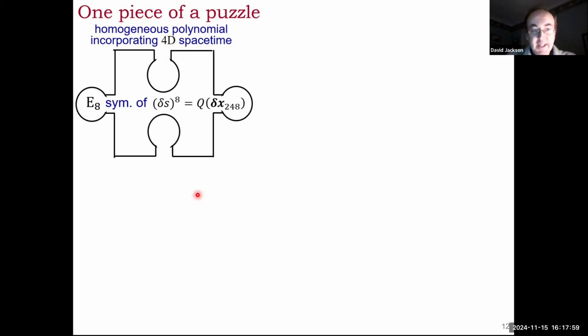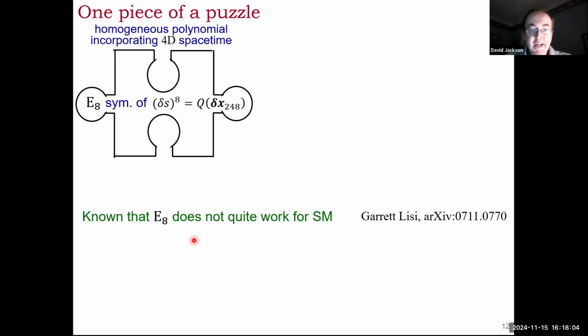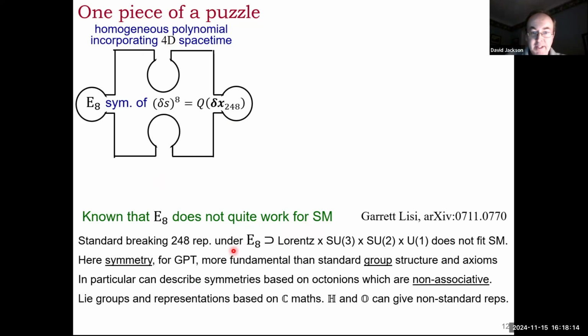Now, I think when I say E8, people probably recoil a little bit because it's known that E8 doesn't quite work with the standard model if you embed the Lorentz group and the standard model gauge groups in there. Well, I should say that that's when you do it at the level of the Dynkin diagram analysis or the standard Lie group representation theory. But here we're taking the attitude that symmetry in some sense is more fundamental than group structure. And in particular, octonions introduce a twist in that they are non-associative and they can give rise to non-standard representations.